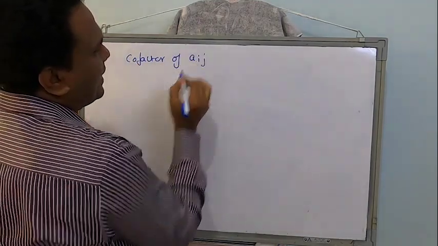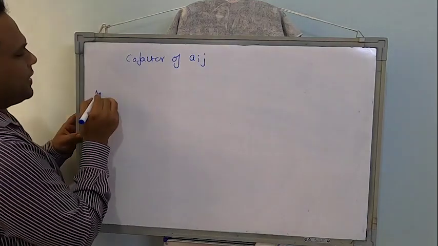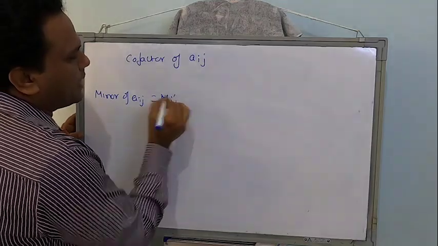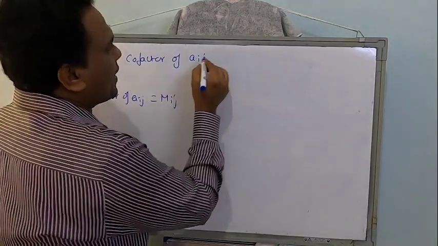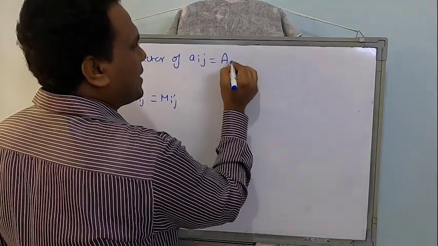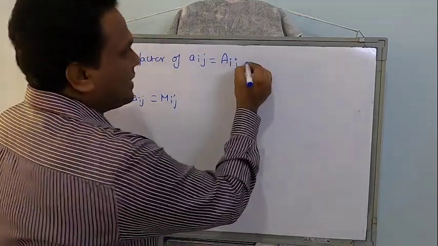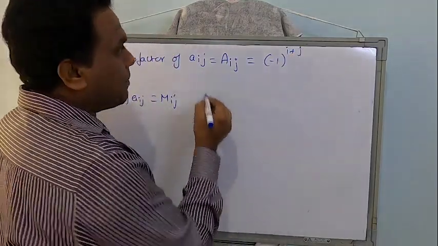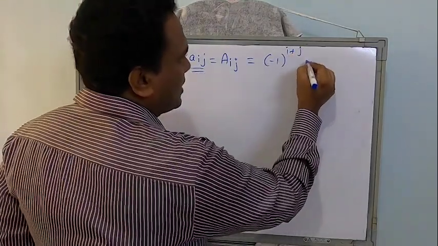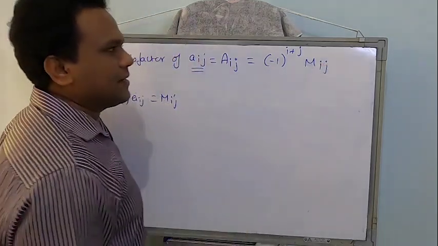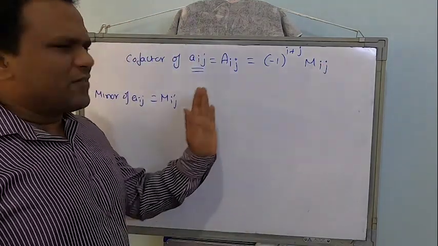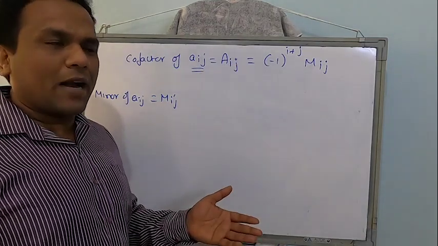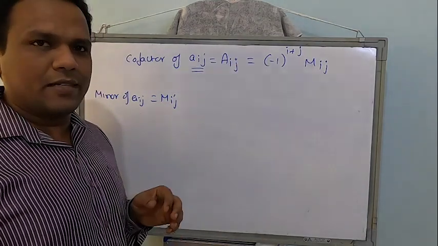Cofactor of the element Aij. See, usually if I am finding a minor of the element Aij, let me just denote it by Mij. Cofactor of the element Aij is denoted by capital Aij and it is defined as minus 1 to the power i plus j multiplied by the minor of this element. What is the minor of the element Aij? Mij. Don't look at the definition-wise. This will not be considered when I am explaining how to practically find the cofactors. I will tell you an easier method.